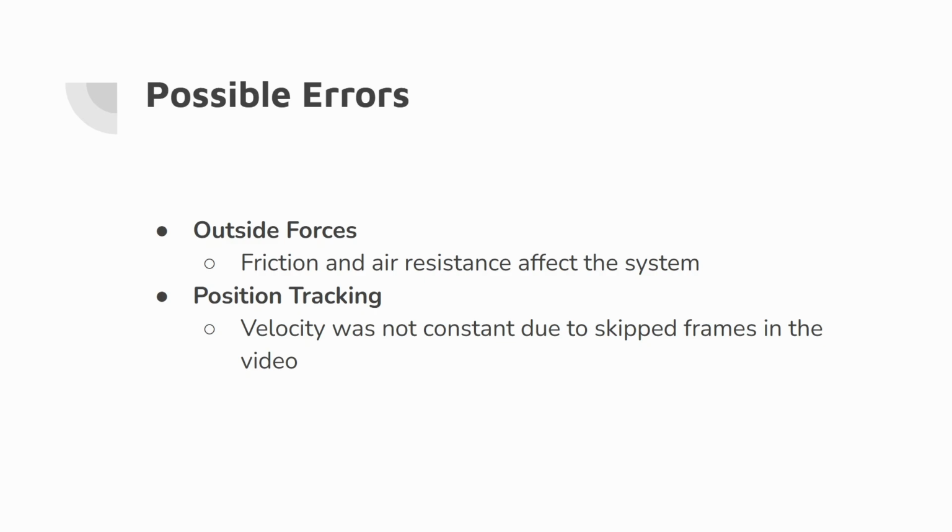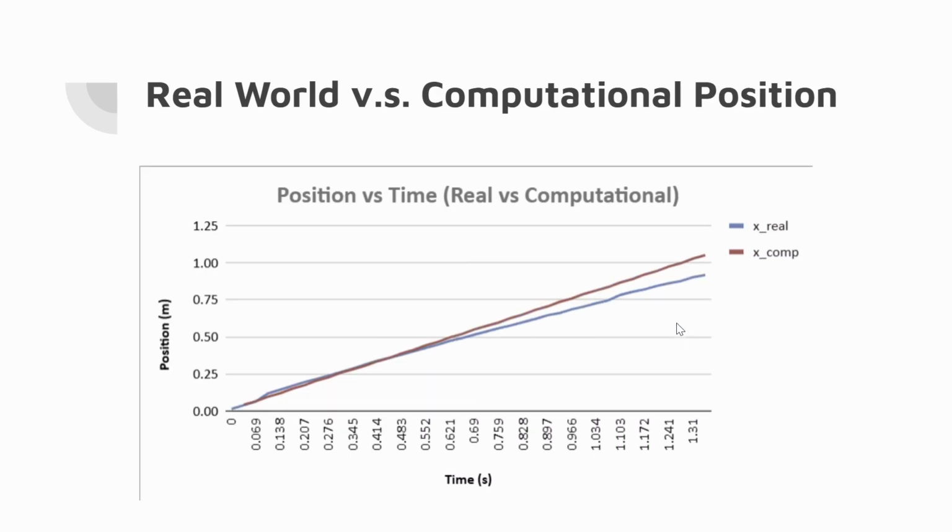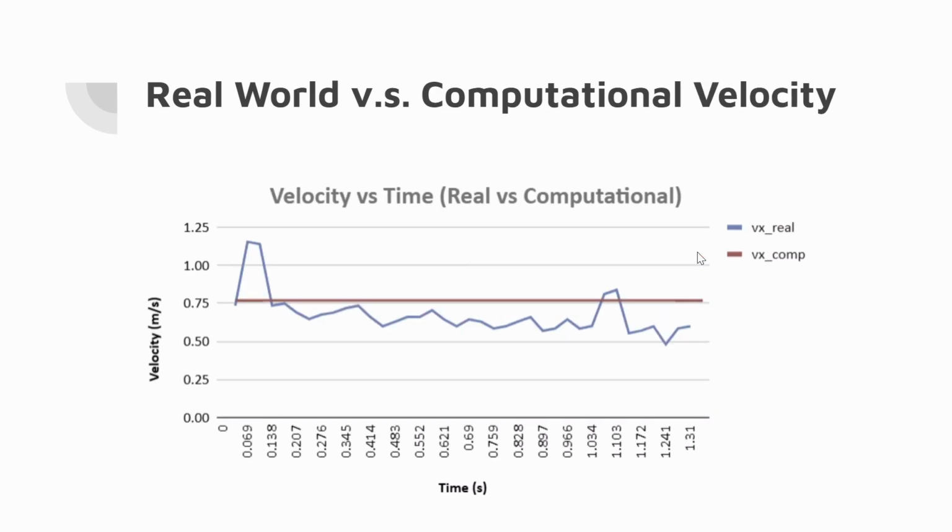Possible reasons for these discrepancies may be outside forces. Friction and air resistance affect the system and would cause the velocity to decrease over time and would make the final position less than the calculated position.